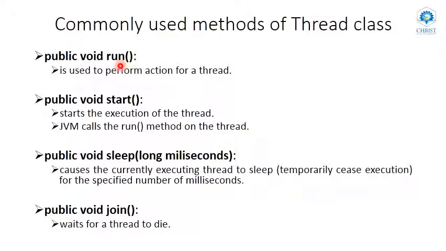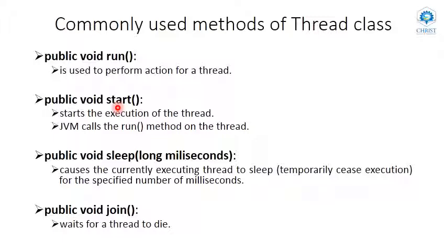So to call this method we have to use the object of class Thread. Suppose t1 is the object of class Thread. To call this method I have to write t1.start. So when we write like that, actually JVM, that is Java Virtual Machine, calls the run method on the thread. So even though we are calling the start method, the method that gets executed is the run method.